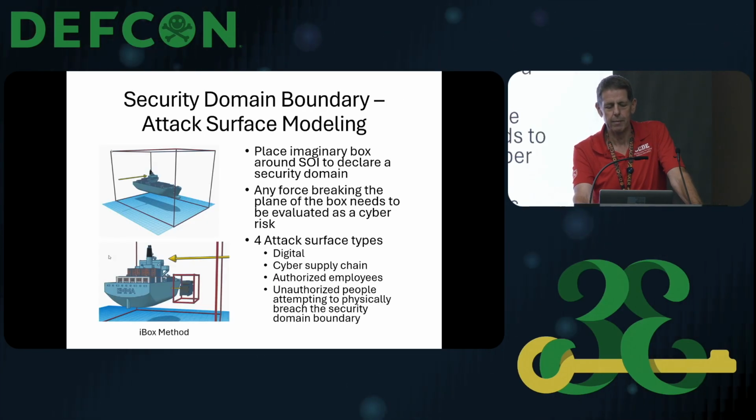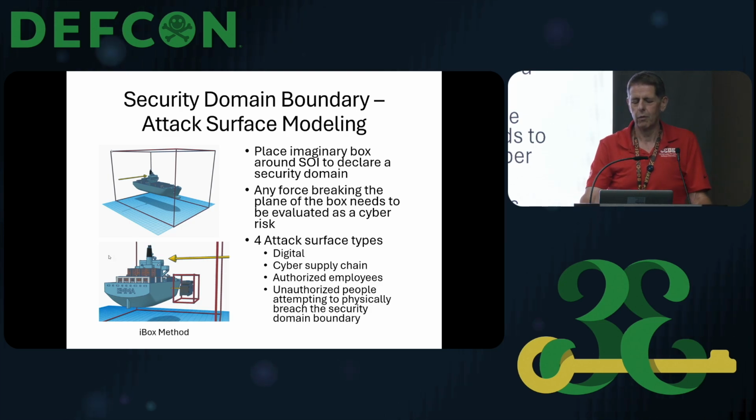Here's my security domain boundary attack surface model, which is what we call the I-box method. You put an imaginary box around the vessel or the system of interest on the vessel, like the engine room. Anything that can break the plane of the box physically is a potential cyber attack vector.